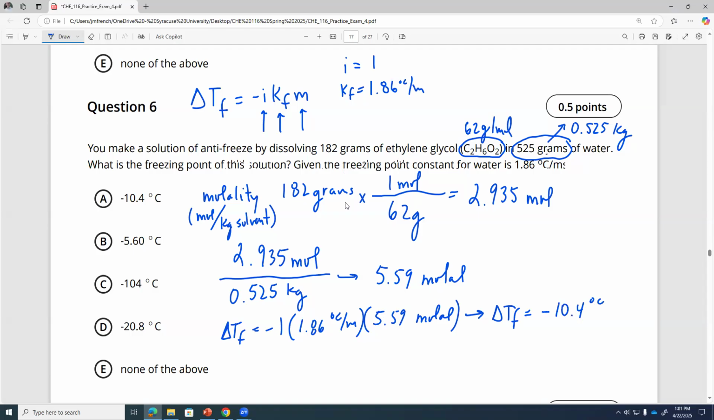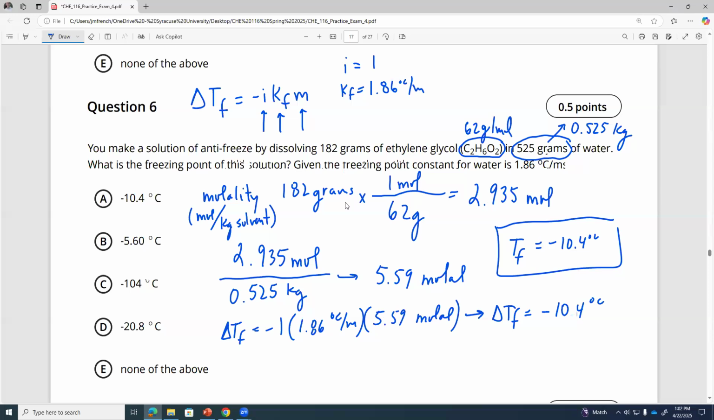Our solution is water, so my freezing point would be minus 10.4 degrees Celsius for that. So definitely have to know how to figure out the Van't Hoff factor for an ionic compound, for a molecular compound, right? Always one for a molecular compound.